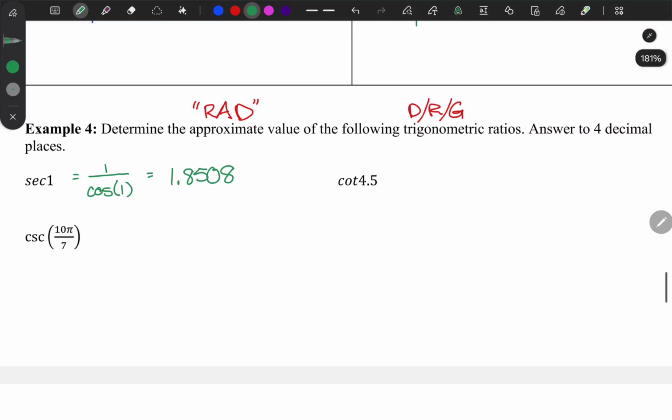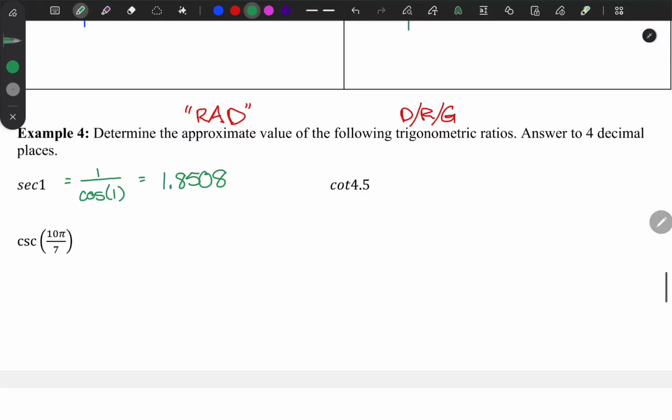If it does not specify, 4 decimal places is a pretty good amount of decimal places to keep. If it does specify to the nearest 10th or 100th, you can round appropriately. Let's do a couple more of these. Let's do cotangent. So cotangent is the reciprocal of tangent, so it will be 1 divided by tangent 4.5. It is good habit to wrap that 4.5 in brackets if your calculator doesn't default to that. And we get 0.2156.